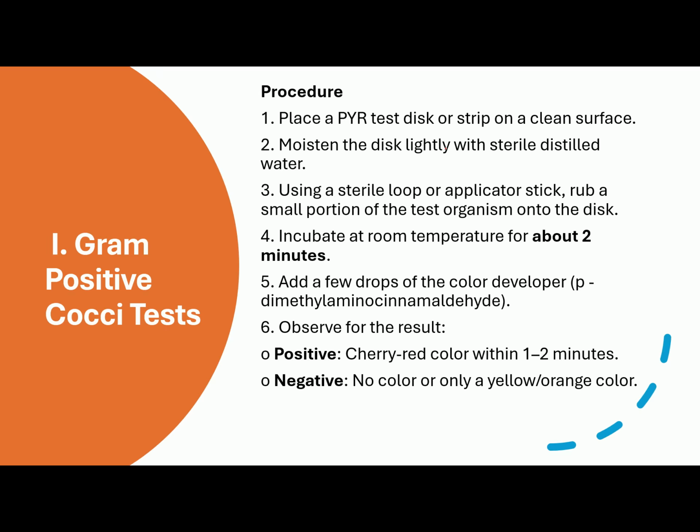So place a PYR disc or strip on a clean surface. Moisten the disc lightly with sterile distilled water. Then using a sterile loop or applicator stick, rub a small portion of the test organism onto the disc. Incubate at room temperature for about 2 minutes. Add a few drops of the color developer, para-dimethylaminocinnamaldehyde, then observe for the result. Cherry red color within 1 to 2 minutes is positive. No color or only a yellow or orange color is negative.